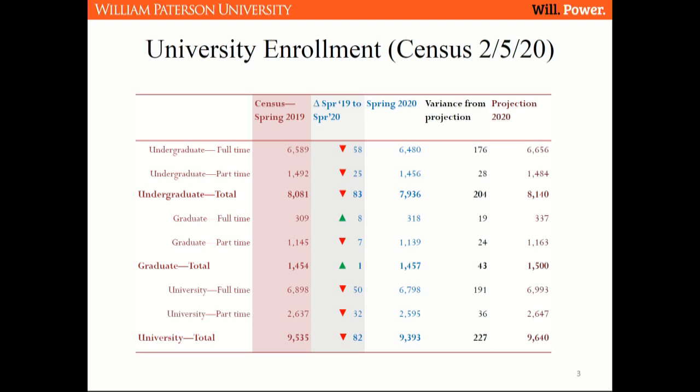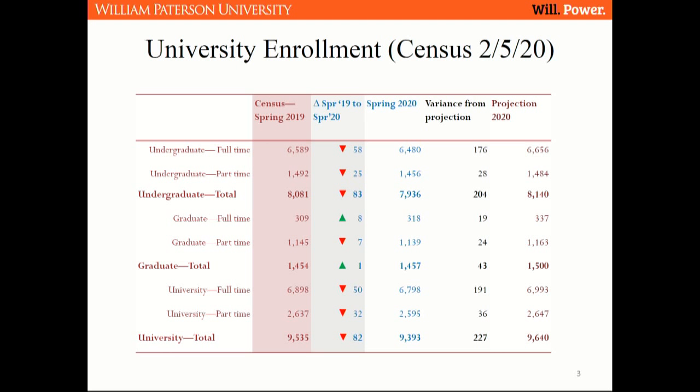So I will explain the columns once. You'll see the same table repeated with other pieces of information in it, but I'll go through the columns just once. On the left side is the label: the students, undergrad, grad, total, full-time, part-time. The next column is the census numbers for spring of 2019. That's there as a reference so that when you look at spring of 2020, you can see how this compares to the previous spring.